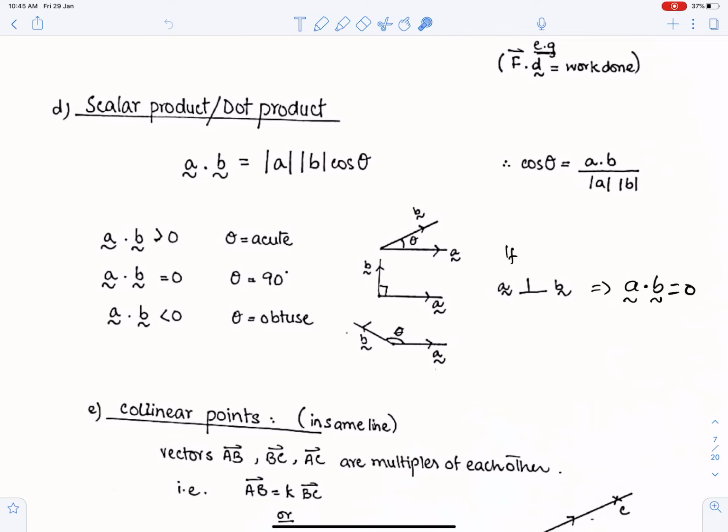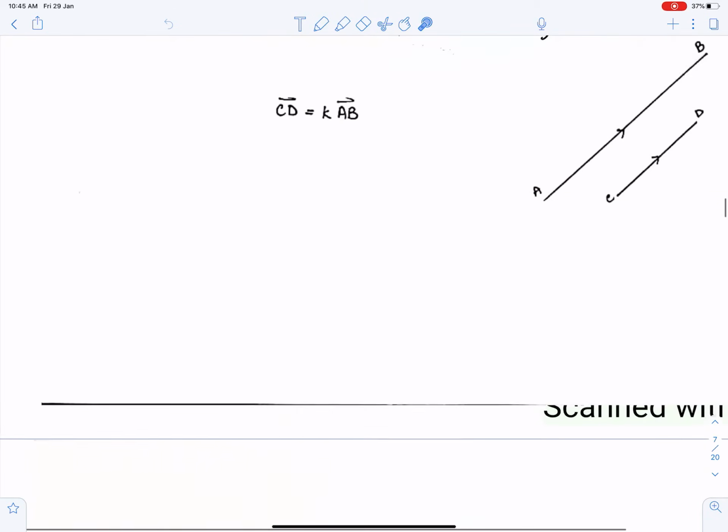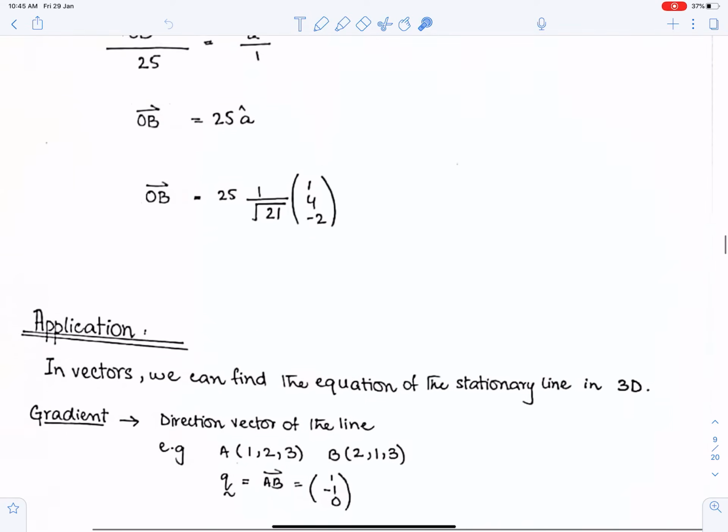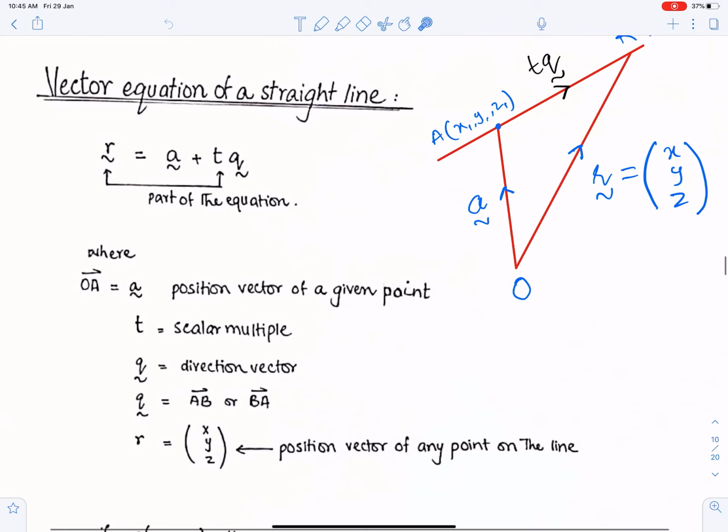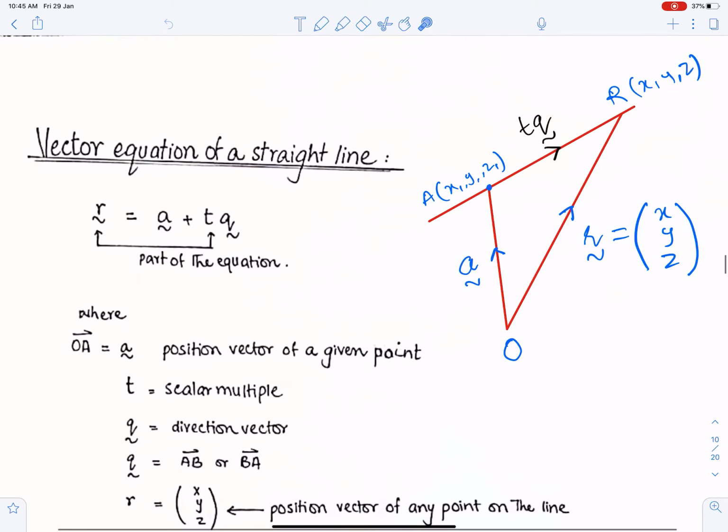So I have discussed this concept, scalar product, in detail. Now the next thing is vector equations of straight lines. Well, this is section B of vectors. There are two sections in vectors. I have discussed the first section in detail. Now I will discuss this section in my next lecture, vector equations of straight lines, inshallah.